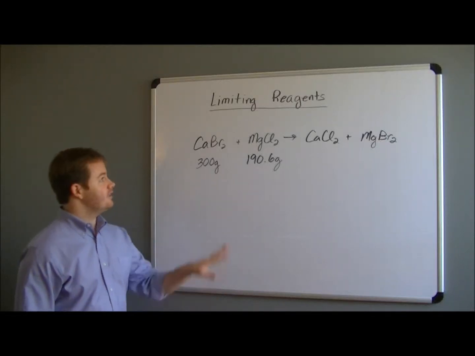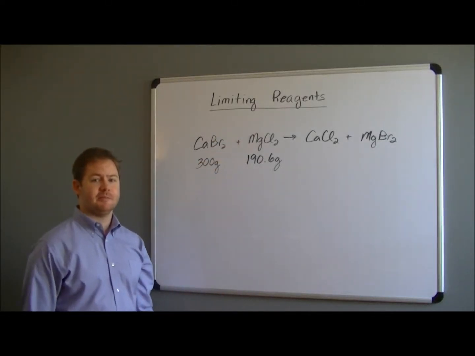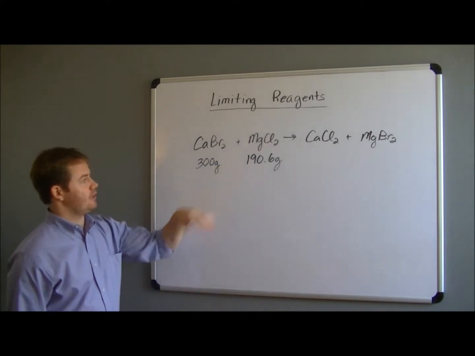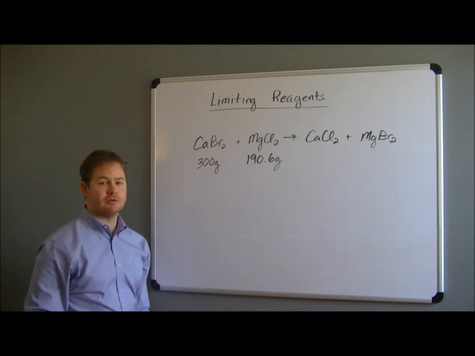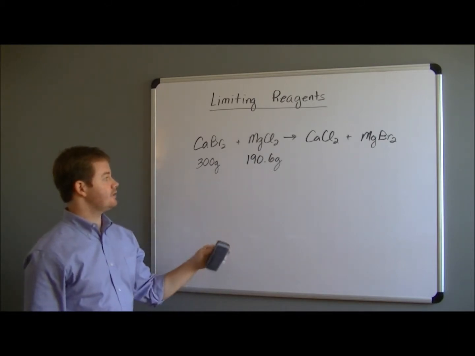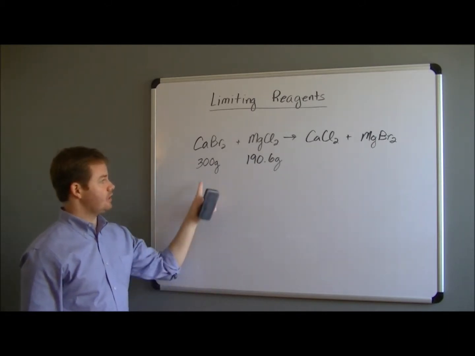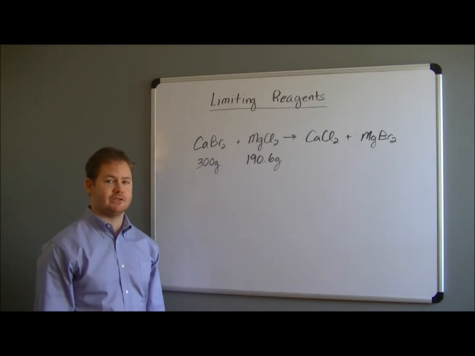Hi! In this lesson we're going to take a look at how to find the limiting reactant or limiting reagent for a chemical reaction. So here we're given calcium bromide and magnesium chloride as our two reactants, and we see that we're given two masses, 300 grams versus 190.6 grams.